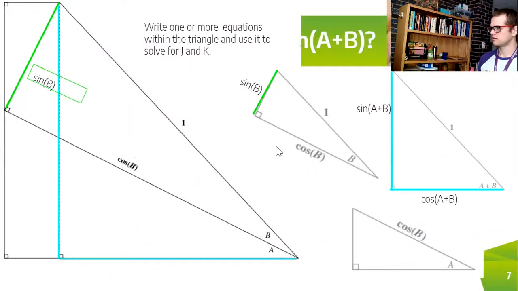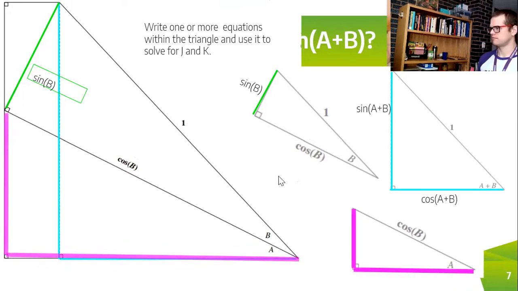All right, let's take that and do some more. So now the next thing I want to do is write one or more equations within the triangle and use it to solve for j and k. Where are j and k? Right there. So we have this other little reference triangle with the angle A in it. So we can start to try solving things. I want to write an equation to solve for j and solve for k. Well, from angle A, I could write something with cosine and something with sine to solve for j and k.